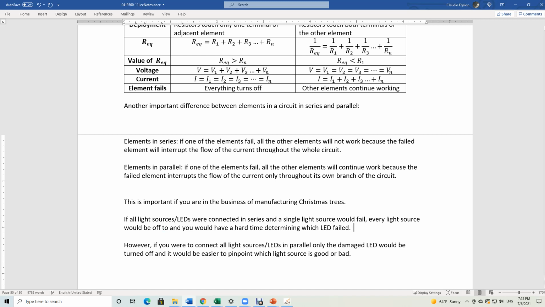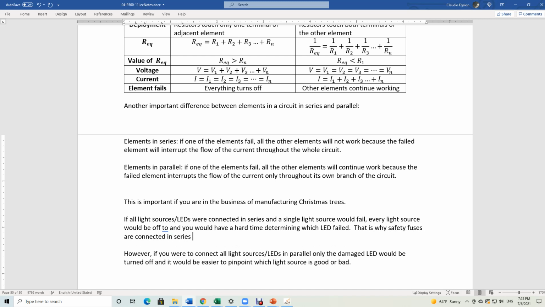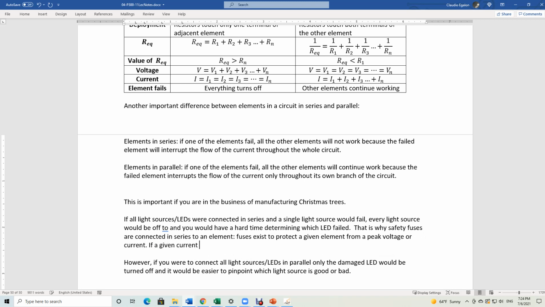Okay. Let's see. Safety fuses are connected in series to an element. Sometimes, you know, safety fuses are there. Fuses exist to protect a given element from a peak voltage or current. If a current exceeds a given limit, the fuse fails to protect the other elements in the circuit.